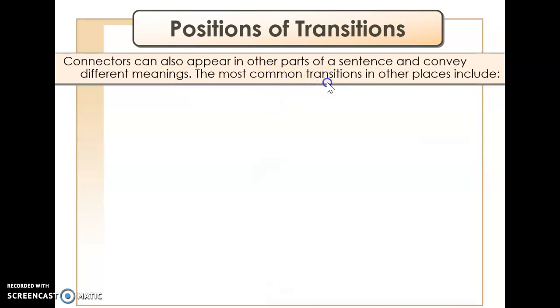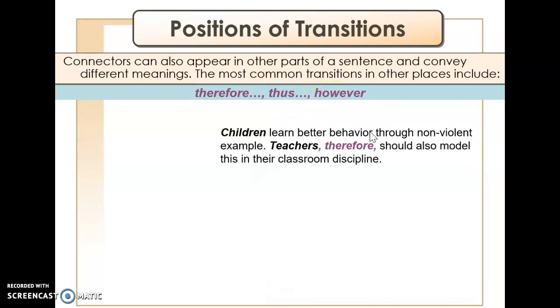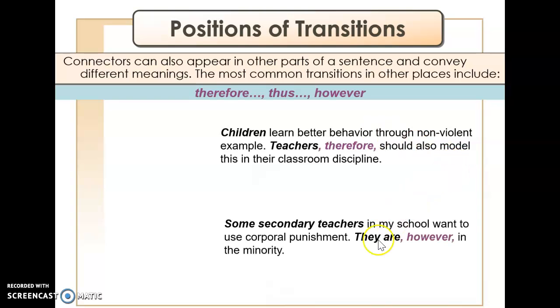The most common transitions in other places include therefore, thus, and however. So let's go ahead and take a moment to look at an example sentence with a transition in the middle of one independent clause. So children learn better behavior through nonviolent example. Teachers, therefore, should also model this in their classroom discipline. Let's take a look at another one.